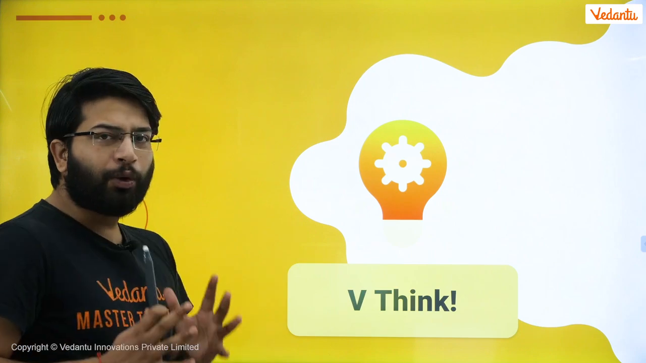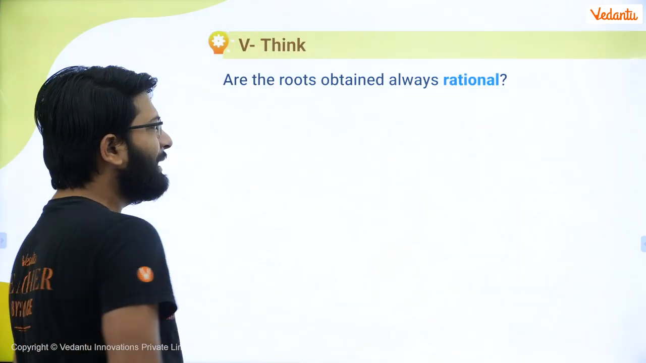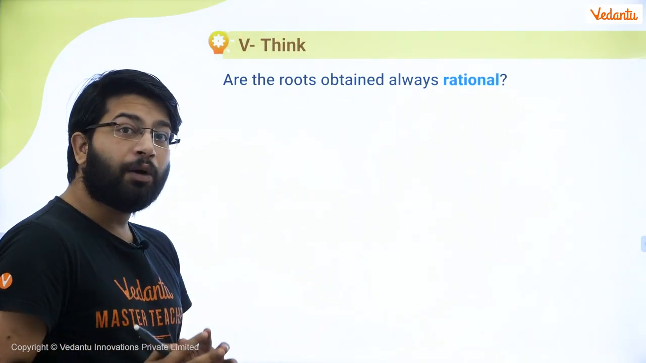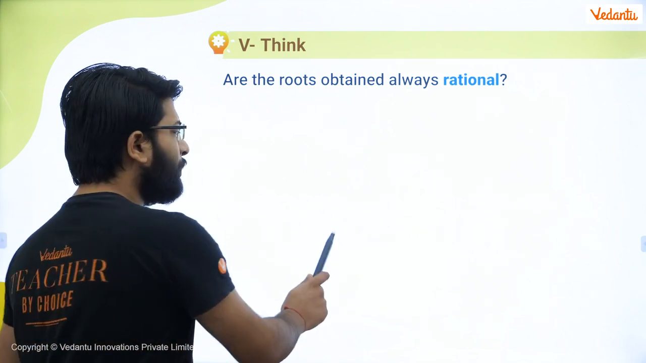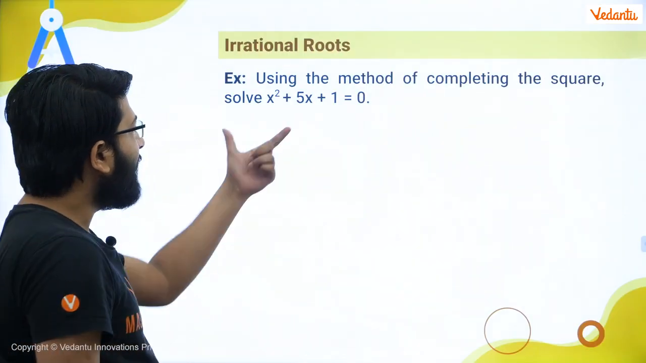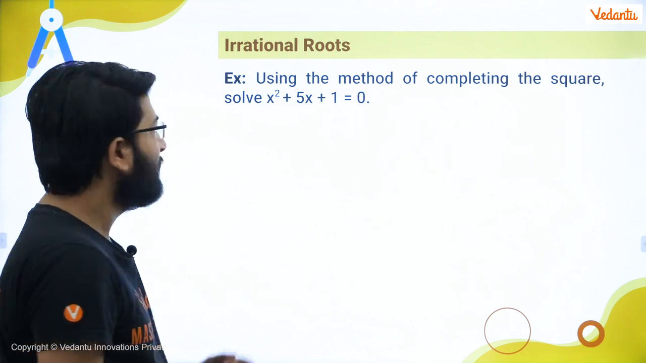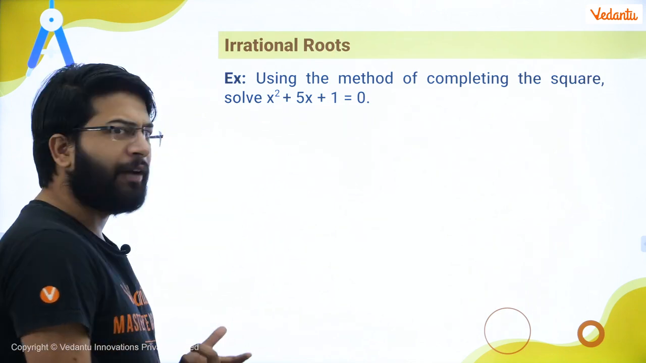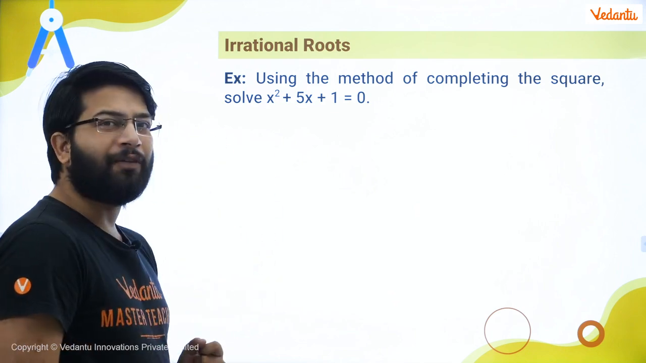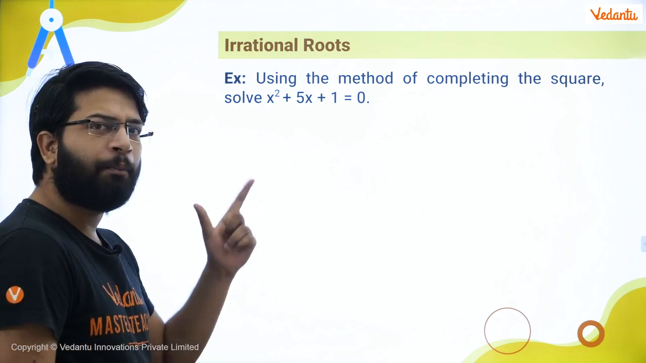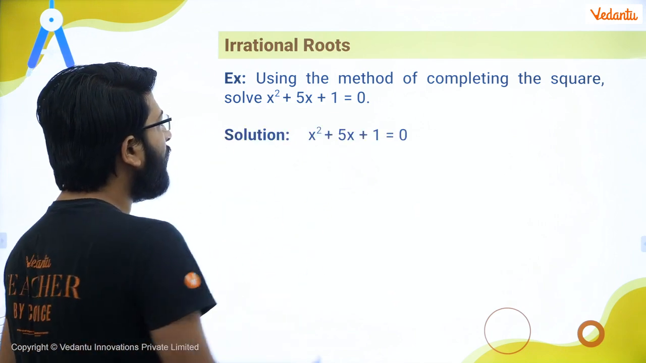But in this case, both the roots are rational roots. Okay, so now the question is, champ, is it necessary that my roots are always rational? Let's figure it out. Let's say we have a quadratic equation x² + 5x + 1 = 0. Now let's try to figure out the root of this quadratic equation with the help of the perfect square method.